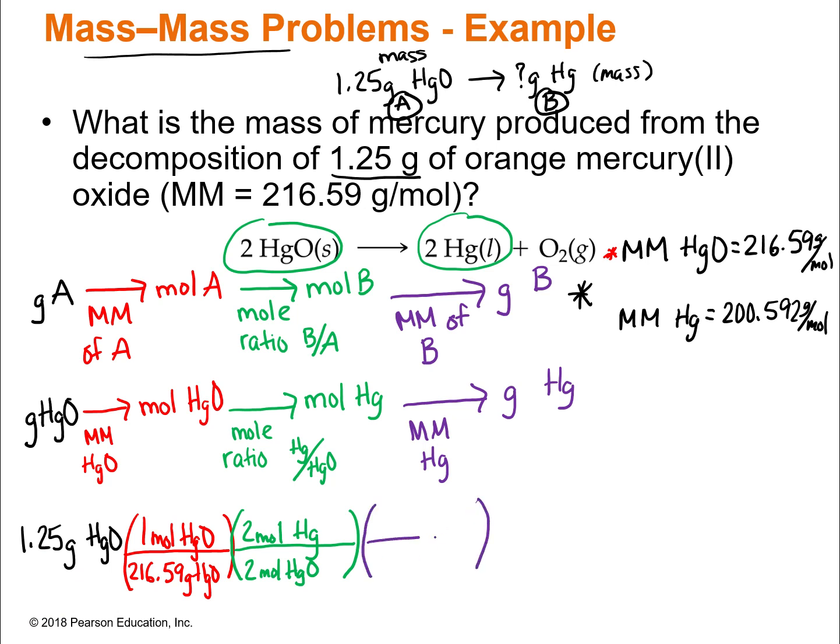The final piece is converting our moles to grams. So right now, if we were to stop, we'd have the number of moles of mercury. If we multiply that by the number of grams in 1 mole, then we would get the mass.